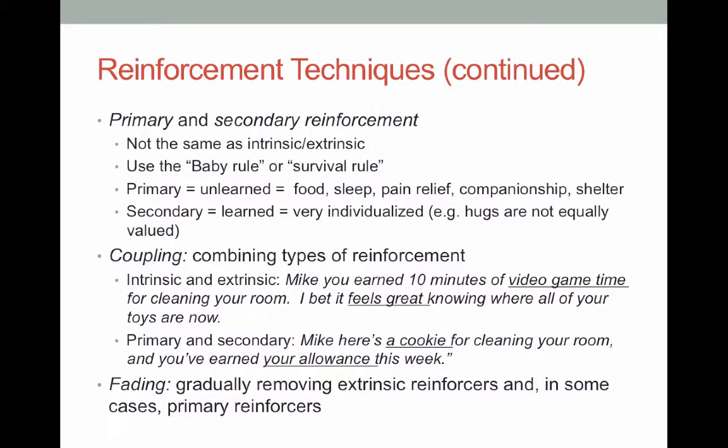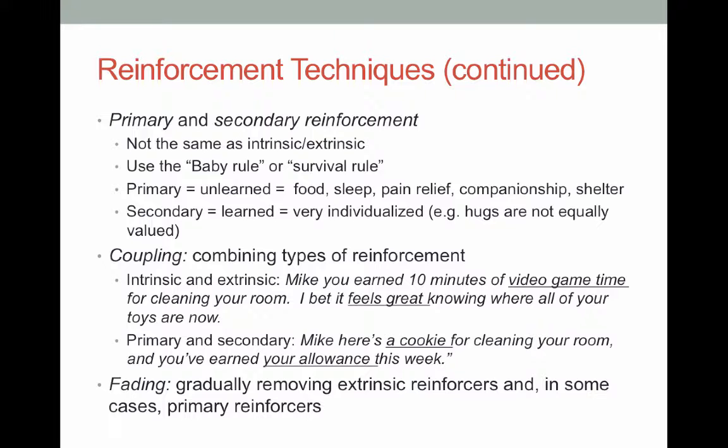Another way to separate reinforcement is into the categories of primary and secondary reinforcement. Now, it's really important for me to take a moment and point out that sometimes people think that intrinsic and extrinsic are the same as primary and secondary. They just aren't. They're different things. It's possible for people to have things from different categories. You can have primary intrinsic and secondary extrinsic and primary extrinsic and so on and so on. So don't make the assumption that they're the same thing.